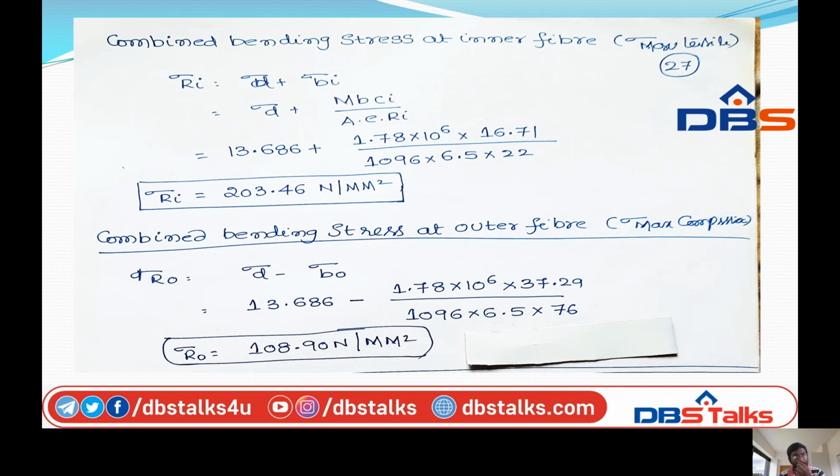So the combined bending stress at the outer fiber is the maximum compressive stress. Sigma R naught is equal to sigma d minus sigma B naught. That is sigma d 13.686 minus 1.78 into 10 power 6 into 37.29 by 1096 into 6.5 into 76. So we can calculate the sigma R naught. R naught is equal to 108.90 Newton per mm square.